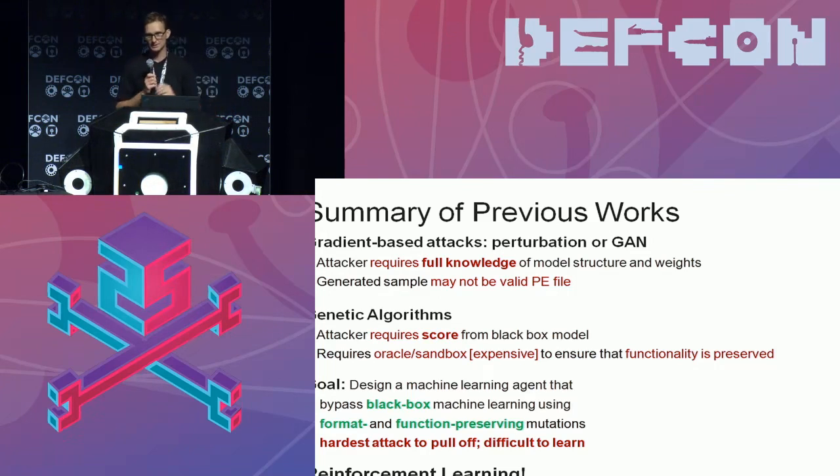So our goal is to design an AI buzzword in the title, but true. Design an artificially intelligent agent that will learn to bypass. It will play a game against your machine learning model. It will choose mutations that are known to preserve file format and function. And for this, we're going to turn to reinforcement learning.